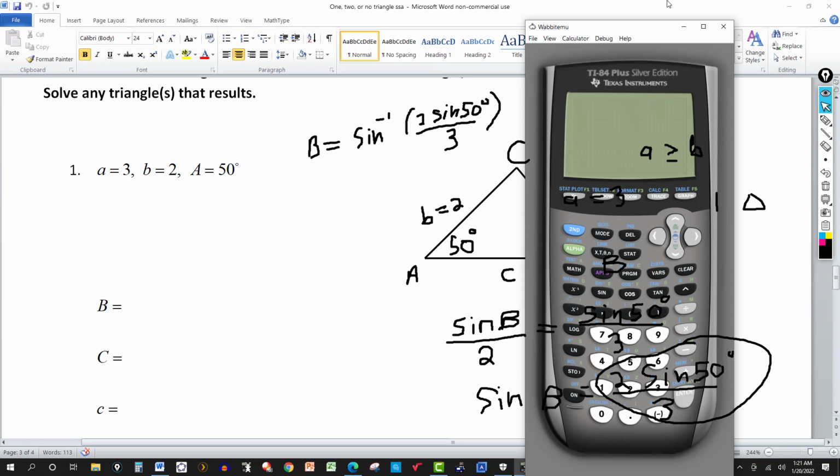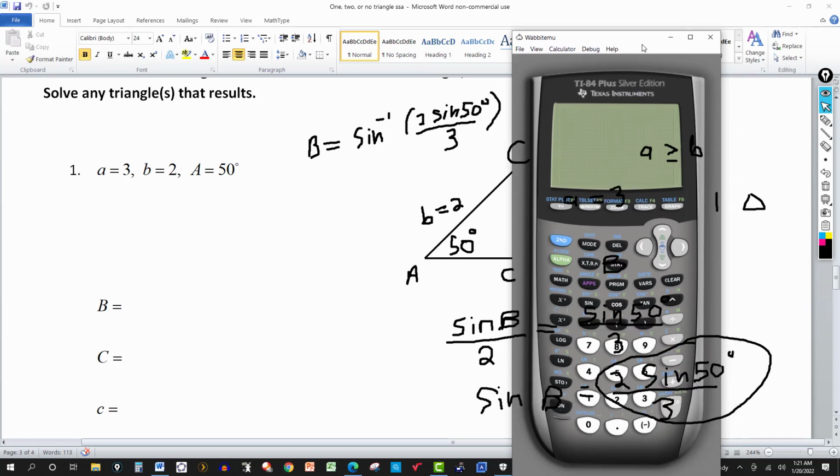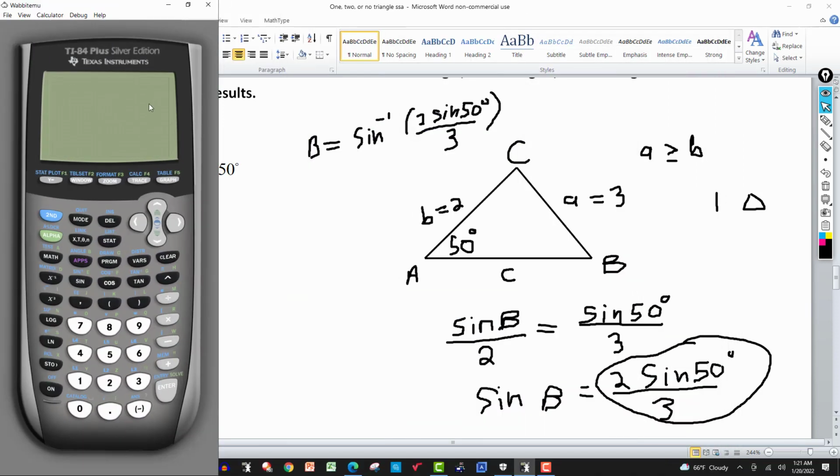I'll take the calculator over here and turn it on here. So I want sine inverse, so I hit the second key, sine inverse, and then I enter 2 sine 50, close parentheses, and then divide by 3.